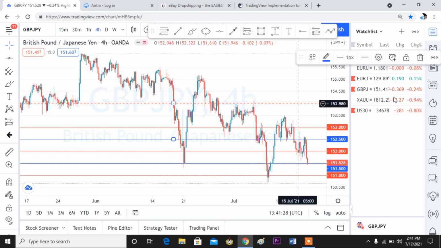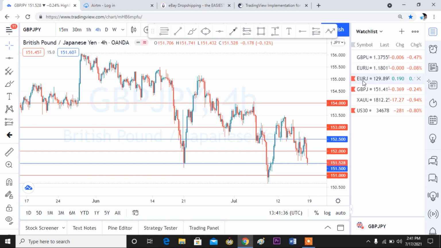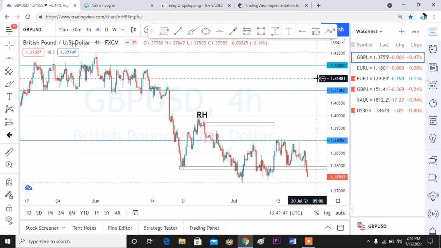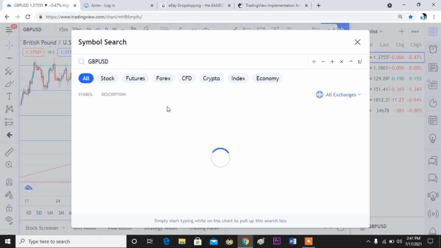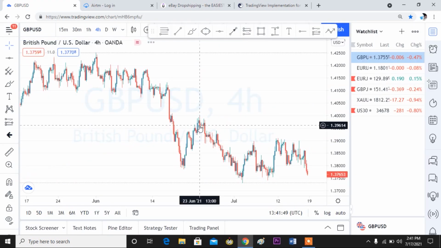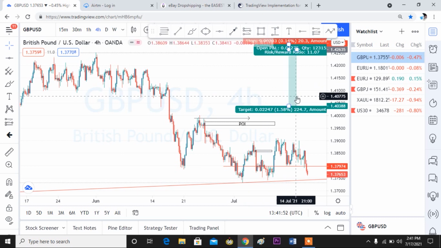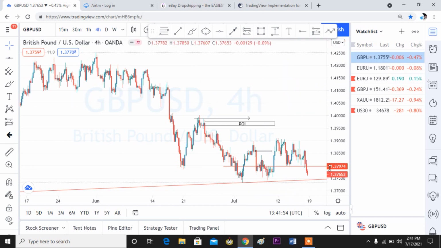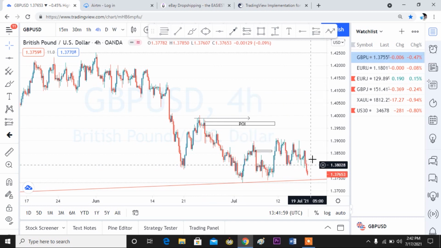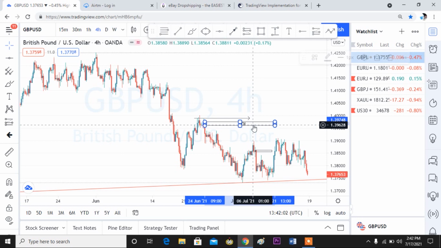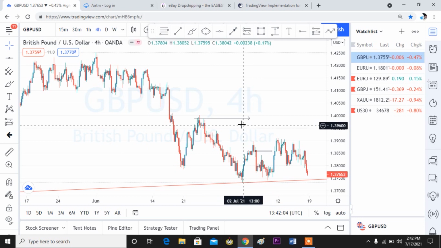And let's use another pair. This is GBPJPY, and let's go for, let's say, GU. So this is the GU chart. Okay, let's use this. Let me remove all of this from the chart.